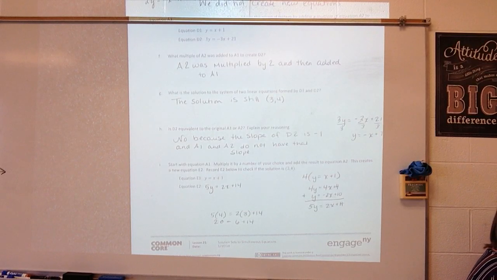Will this method of creating a new system work every time? Yes, it will always work because multiplying by a constant is a property of equality, and that keeps the point of intersection the same. So it will work.